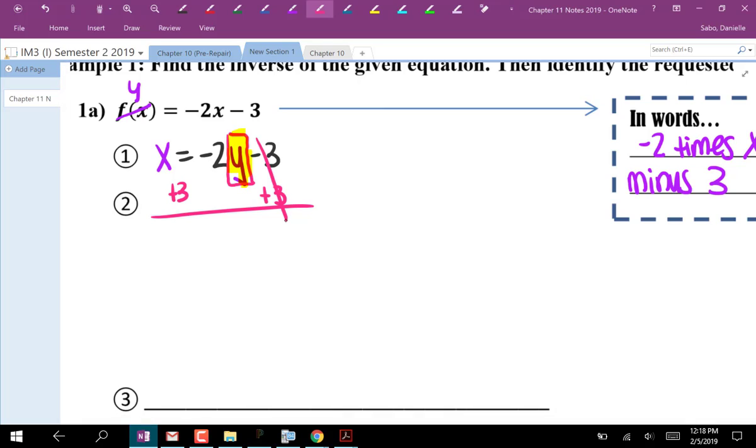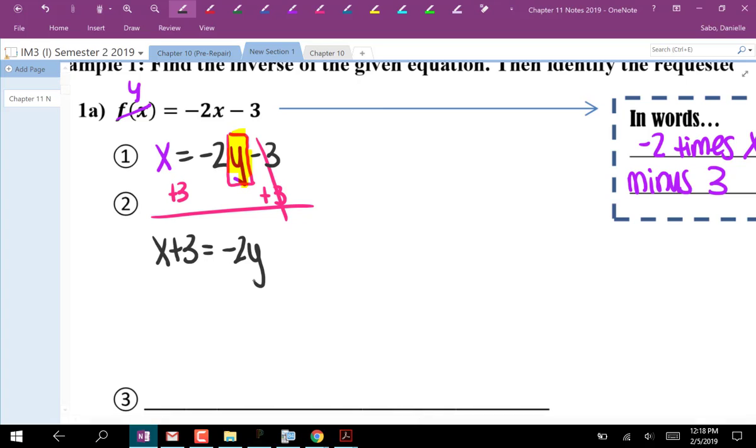Now remember, I can't do x plus 3. A lot of times what I see here is 4x is my answer. That's not true. One's a variable, one's a number. So I have x plus 3 is equal to negative 2y. And we're almost done. It's a 2-step problem.